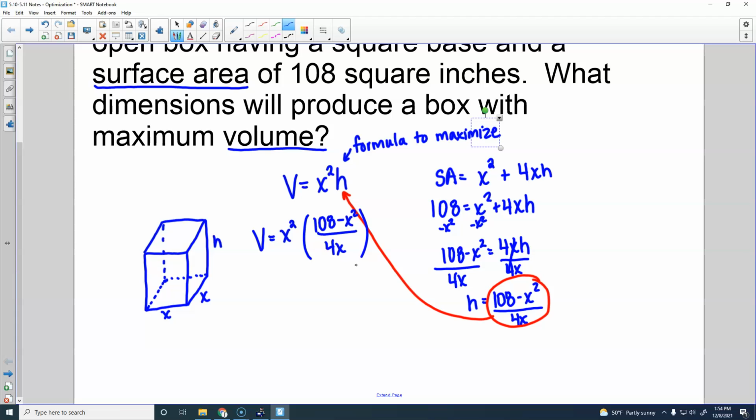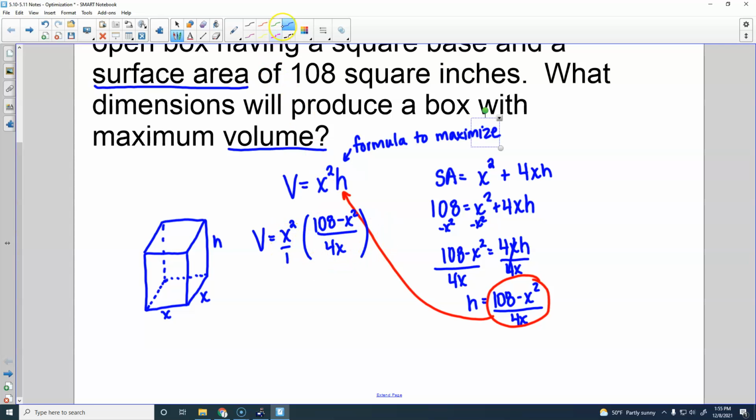You can't get a value for x. You can't plug in x for h, because it's the same equation. If you solve this equation for x, you'd have the square root of v over h. You'd have a v in your problem, so you can't do that. So, let's simplify this a little bit here.